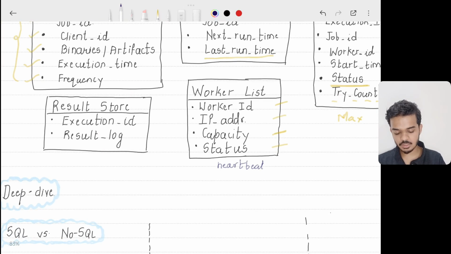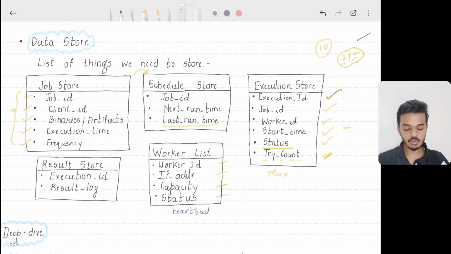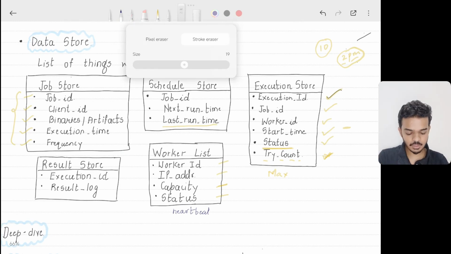And the last is the result store. So in the result store, we need to store the execution ID, and we need to store the results of the job that was executed. It could be in terms of logs, or it depends on the job, what result it would produce. Usually it is logs only, so we can store these logs also. So these are all the things that we'll need to store while designing the service.